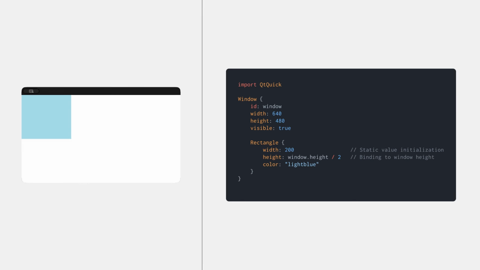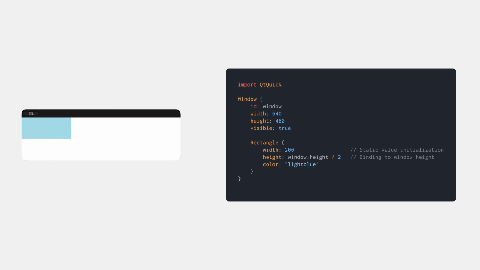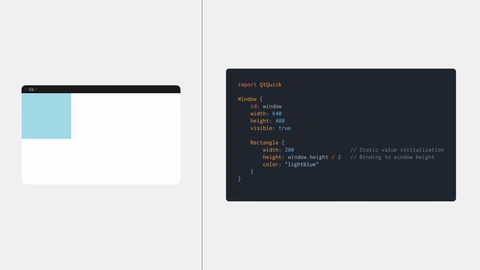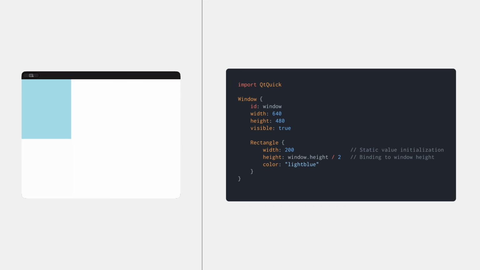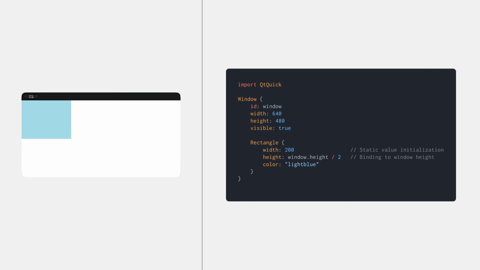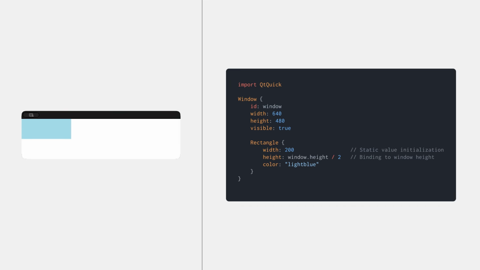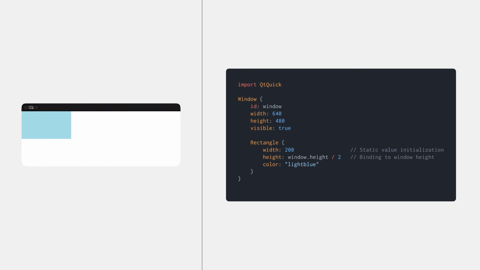In this example, the rectangle's height is bound to the window's height. Therefore, any changes in the window's height will automatically reevaluate the rectangle's height. You can see how the rectangle grows and shrinks as we resize the window, all without writing any update logic.